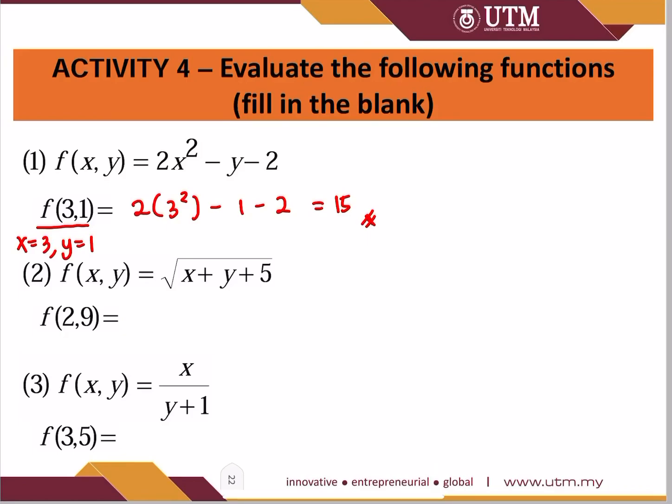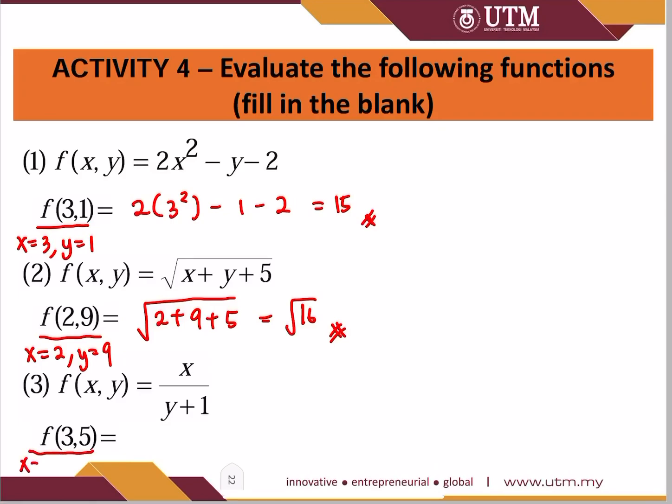For the second one here, we know that x is equal to 2, y equal to 9. So we'll obtain 2 plus 9 plus the square root of 5, okay, so we'll obtain 16. Same goes for this one. Again, x equal to 3, y equal to 5. So we'll have 3 times x over y, which is 5, plus 1. So 3 over 6, which is 1 over 2.